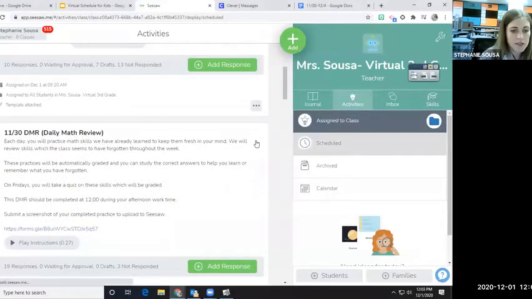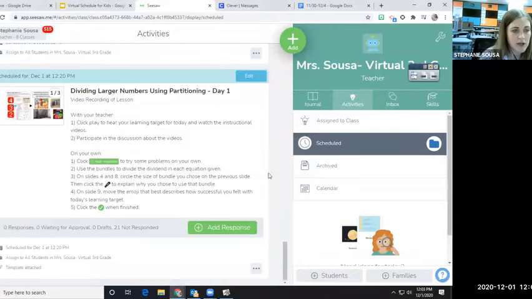Alrighty, without further ado, I give you division as partitioning. Division as partitioning. This lesson is going to come to you from Miss Thaxton today.